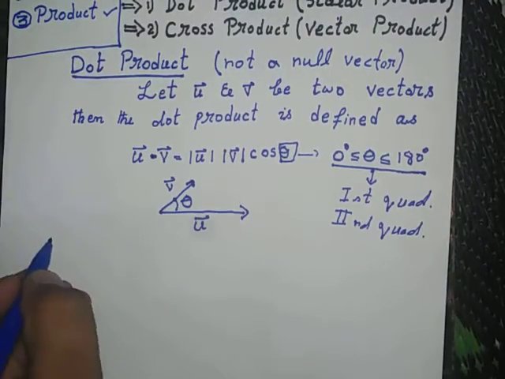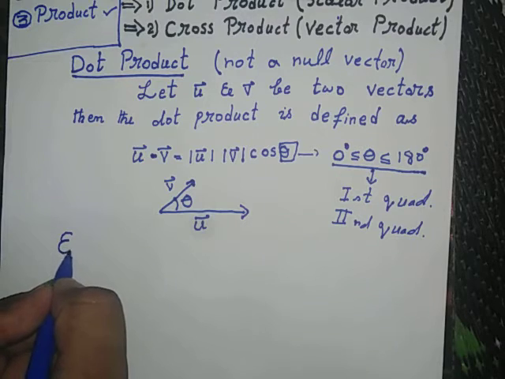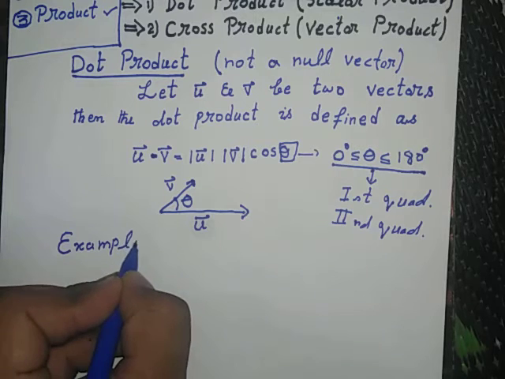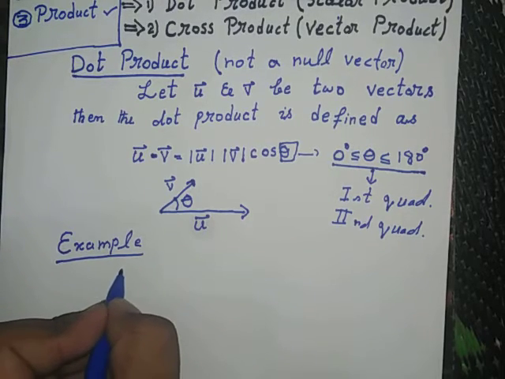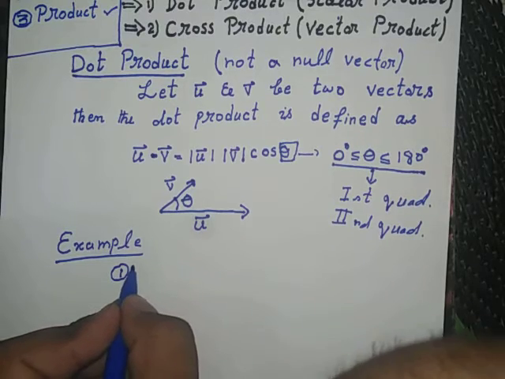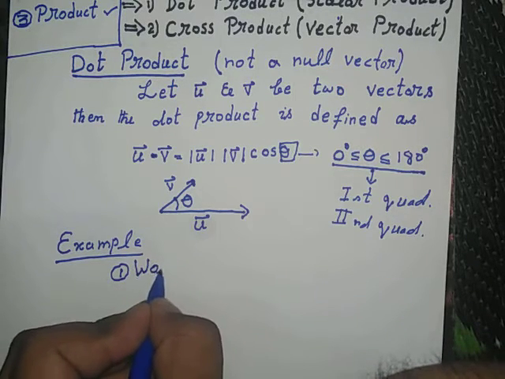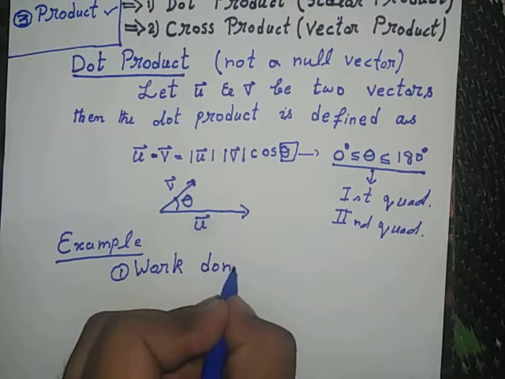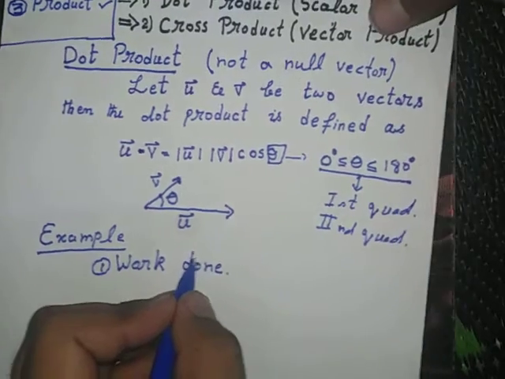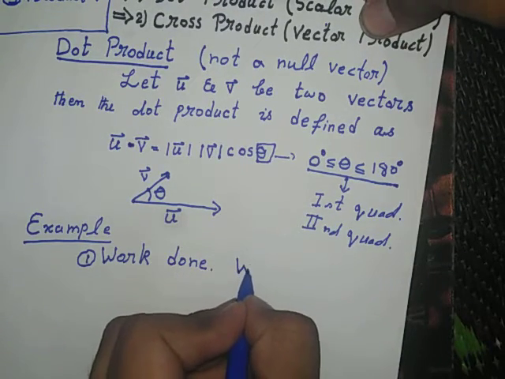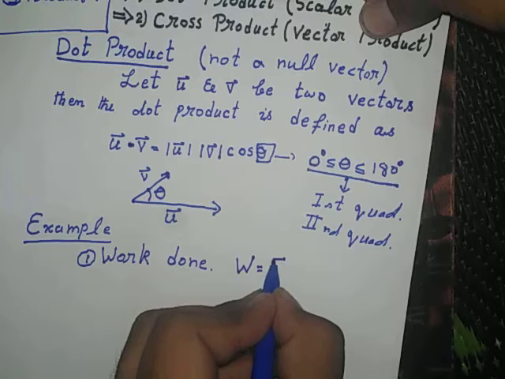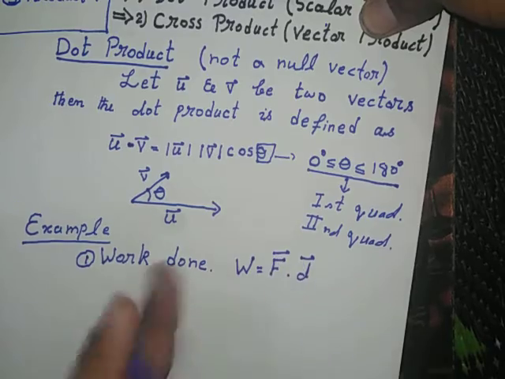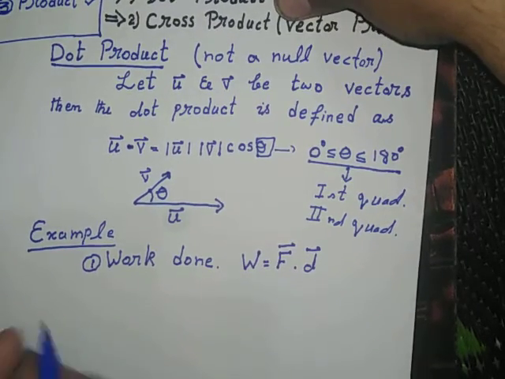Here are some examples where the dot product is applied. You can also call it the applications of the dot product. First is work done, in physics or mechanics. Work done is defined mathematically as the dot product of the force vector with the displacement vector.